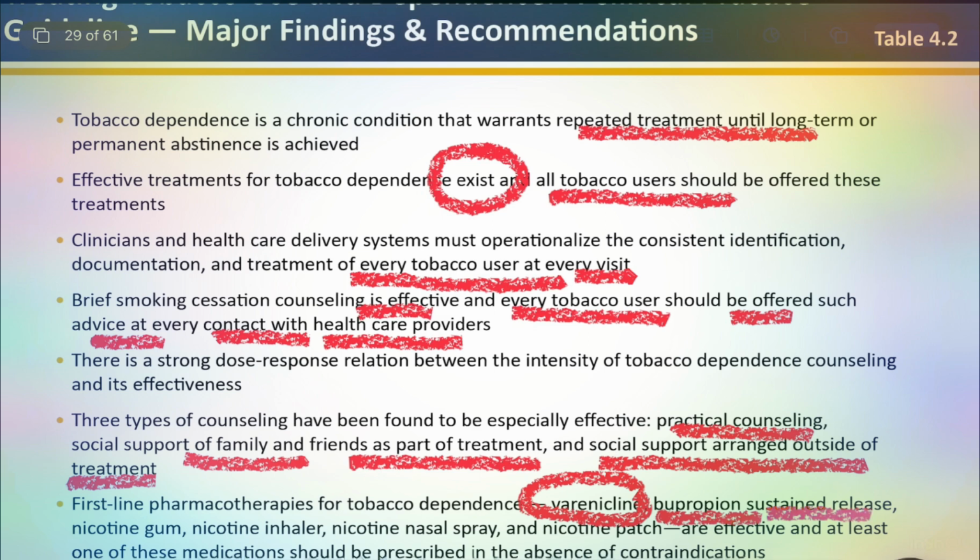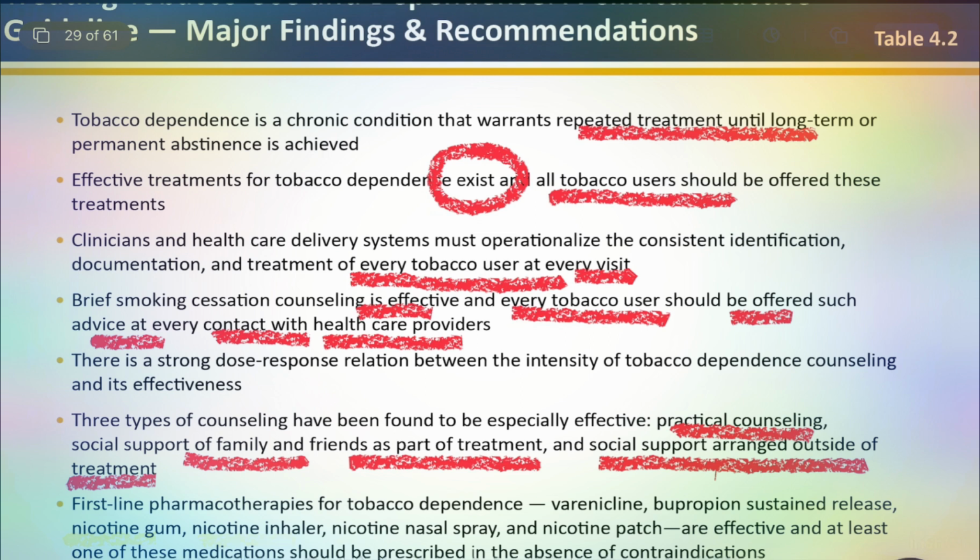Bupropion sustained release. Nicotine gum, nicotine inhaler, nicotine nasal spray, nicotine patch. So yeah, nicotine related things are there. Varenicline is there and bupropion sustained release tablet is there. So these are effective and at least one of these medications should be prescribed in the absence of contraindication. If these are not contraindicated, then we should give one of these medications.